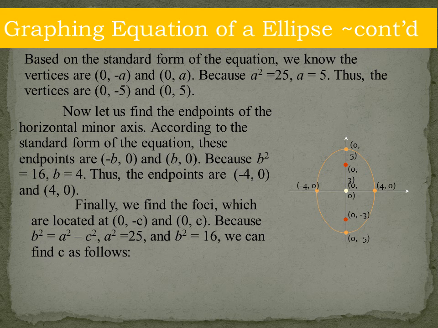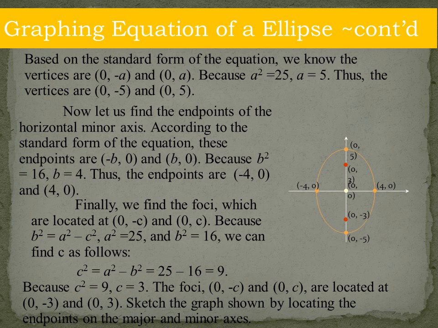Then we find the foci, which are located at 0, negative c and 0, c. Because b squared equals a squared minus c squared, and a squared is 25 and b squared is 16, we can find c as follows. c squared equals a squared minus b squared equals 25 minus 16 equals 9. Because c squared equals 9 and c equals 3, the foci 0, negative c and 0, c are located at 0, negative 3, and 0, 3. And that's what our endpoints look like on the major and minor axis.